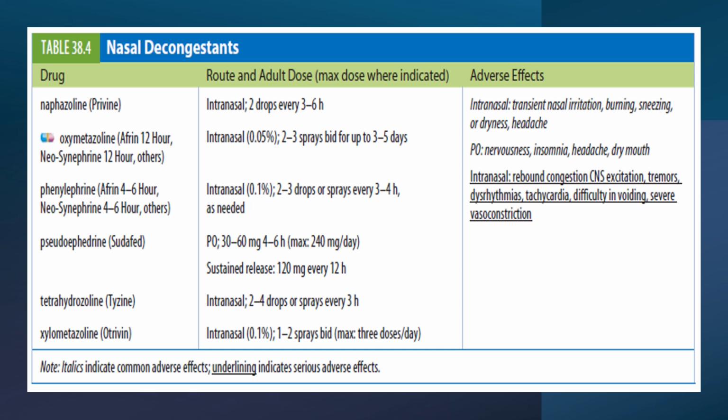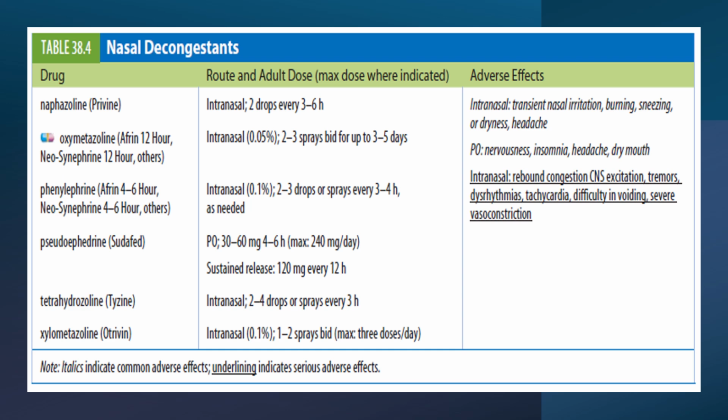Manufacturers have reformulated their over-the-counter cold medicines to contain phenylephrine rather than pseudoephedrine. Because the sympathomimetics provide relief of only nasal congestion, they are often combined with antihistamines to control sneezing and tearing.